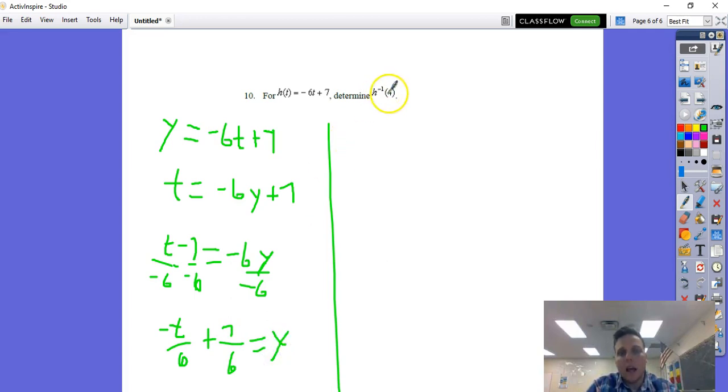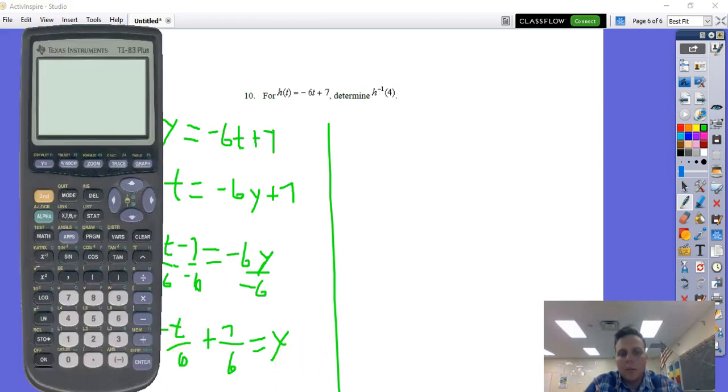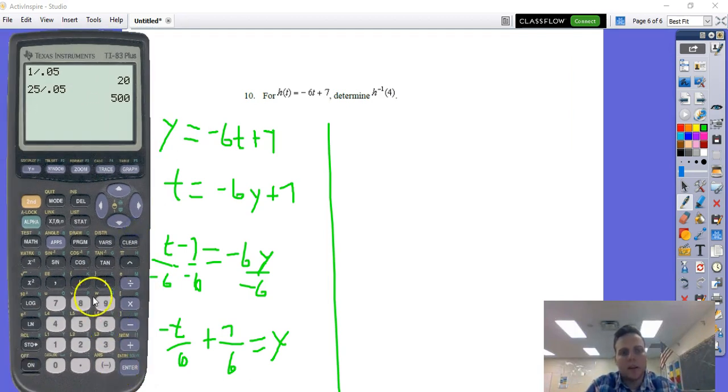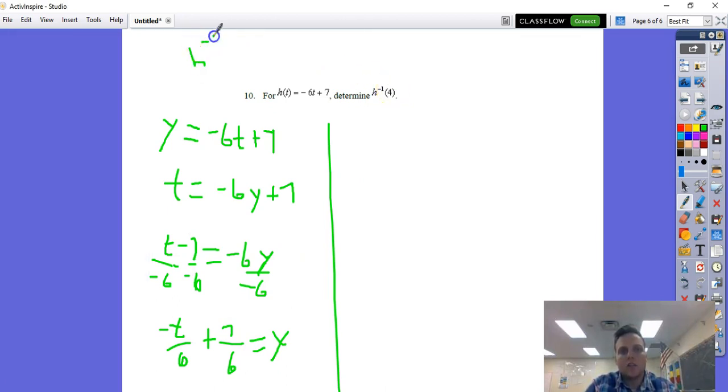So now what I can do is I want to just plug in 4 for t. That's all I want to do. So this looks like a bunch of fractions, so I suggest you use the alpha y equals button. My calculator is old and does not have that capability. But it says negative t divided by 6, so negative of my t value divided by 6 plus 7 divided by 6, and I get 0.5. So then I can say h inverse evaluated at 4 is 0.5 or 1/2. I don't care which one you put.